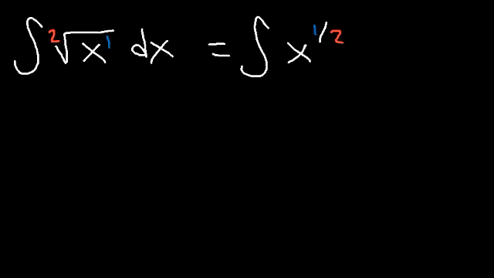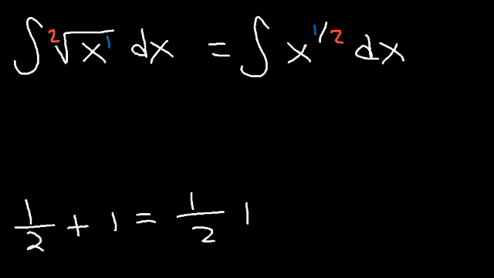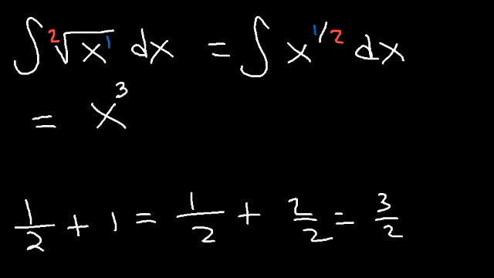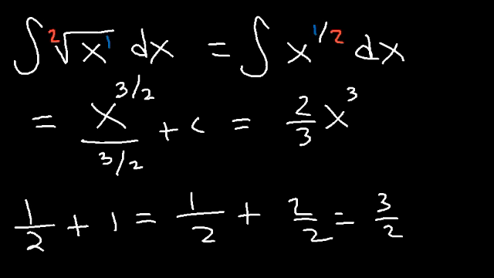So what is the antiderivative of x to the 1/2? Well, we know we have to add 1. 1/2 plus 1 is the same as 1/2 plus 2 over 2, which is equal to 3 over 2. So this is going to be x raised to the 3 over 2 power divided by 3 over 2, which when you divide it by 3 over 2, it's the same as multiplying it by the reciprocal, 2 over 3. So it's 2 over 3 x to the 3 over 2 plus c. So this is the answer.